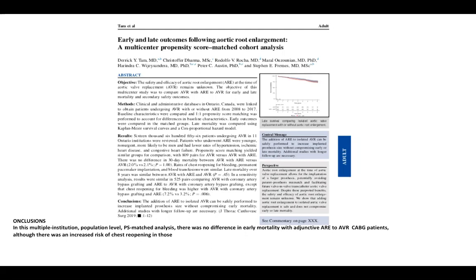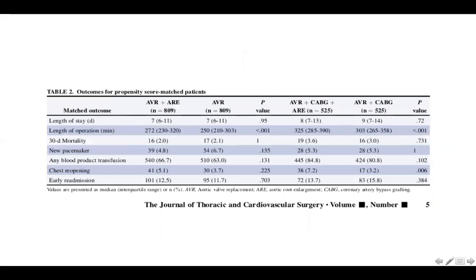Done. Thank you. In the other studies, which are retrospective cohort studies, they found no significant differences in early mortality. This is around 800 patients by Dr. Tam. So there is no increase in early mortality with the enlargement group combined with CABG, but there is increased risk of reopening due to bleeding.